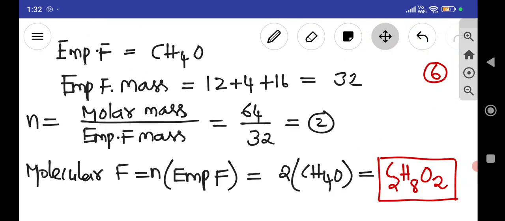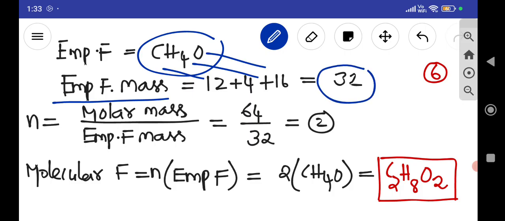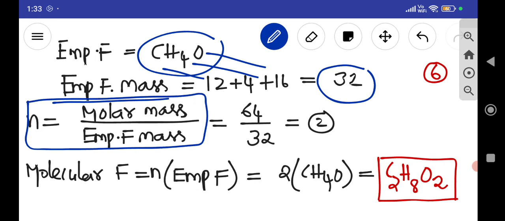Now the last one, write down the empirical formula, then calculate the empirical formula mass. Carbon 12, H here 4, oxygen 16. So you get empirical formula mass as 32. Now apply this to calculate n. Molar mass 64 by 32. So we get n value is equal to 2.